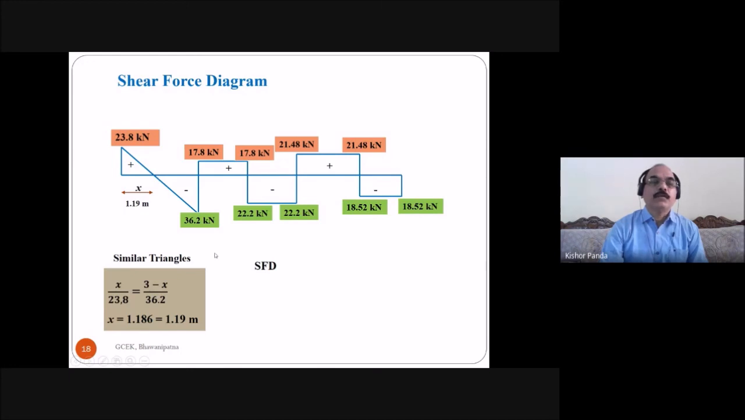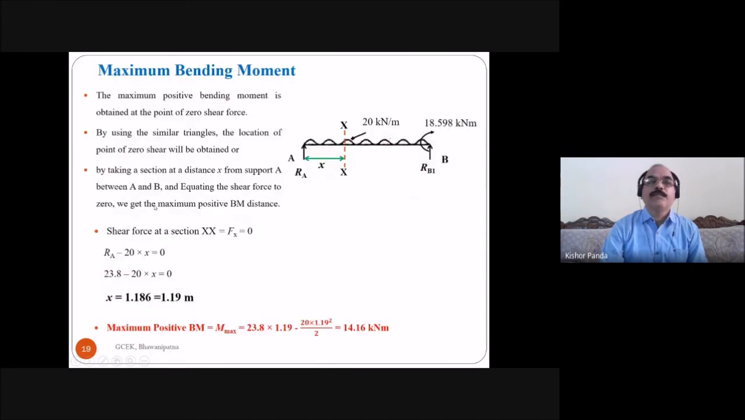Also, you can find out this x by taking a section xx at a distance x from the support A. You have to find out what is the shear force here. That is Ra minus 20 into x. So Fx is equal to Ra minus 20 into x. But for zero shear force, you have to equate the shear force to 0. Fx is equal to 0.